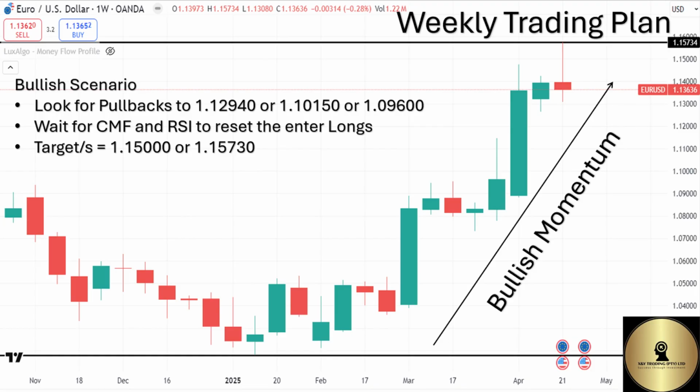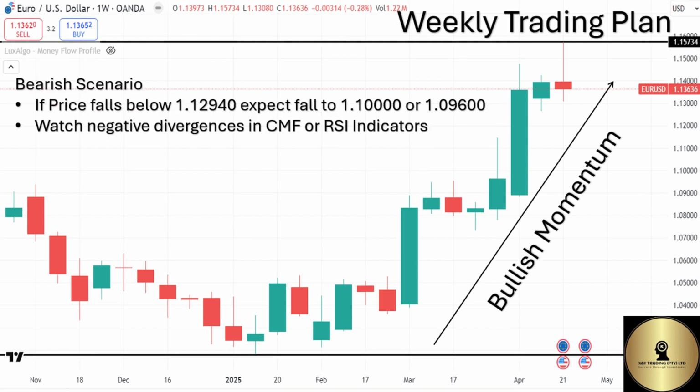Okay, so here's how I'd approach it. In a bullish scenario, I'd be looking for pullbacks to those high-volume support zones like 1.1294, or that range between 1.1015 and 1.096, for some dip buying opportunities. But don't forget, it's smart to wait for the CMF and RSI to reset before jumping back into any long trades. The real target here would be a break and close above 1.15, which could open up a run toward 1.1573 and even higher.